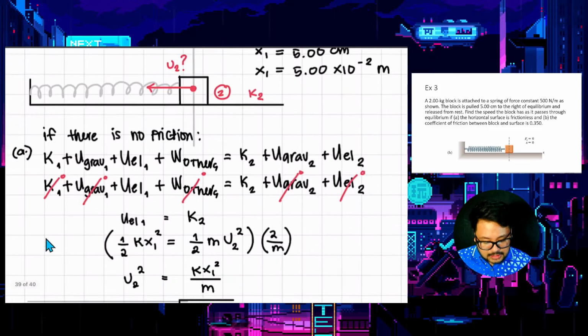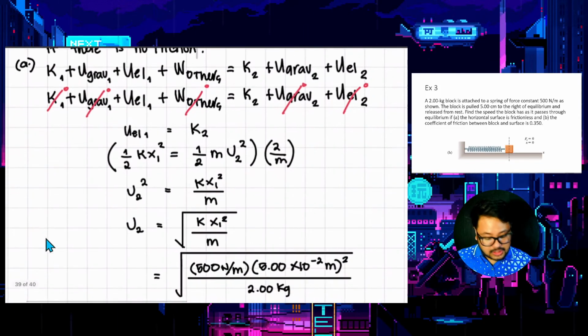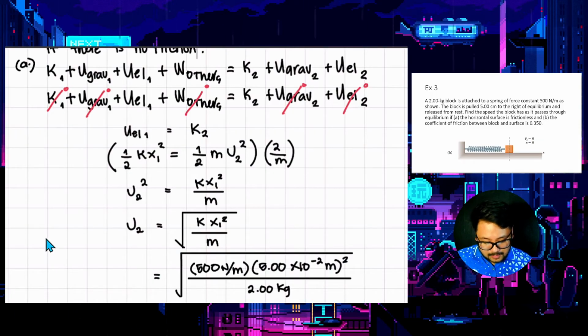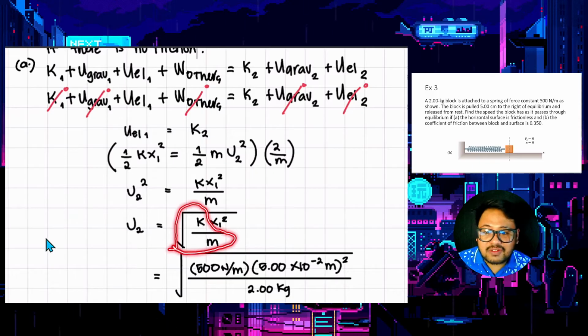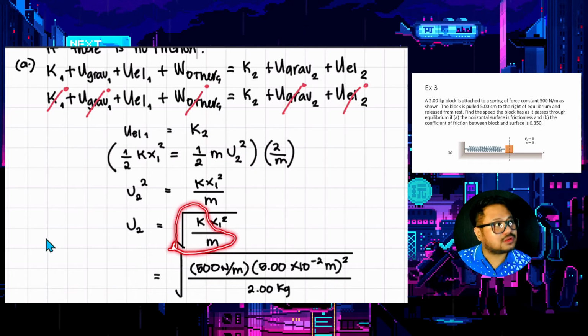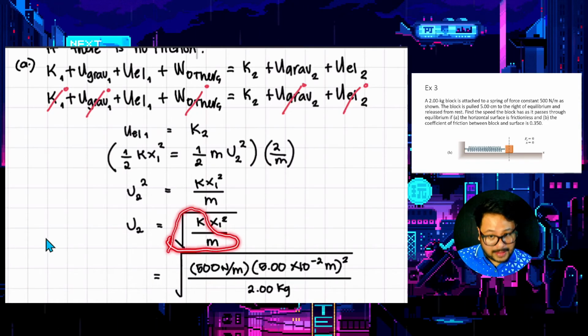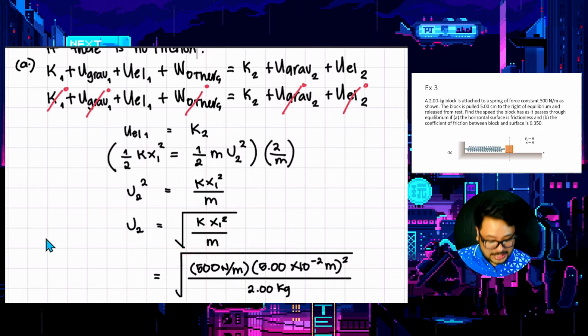So doing algebra, we now have v2 is just equal to the square root of k x1 squared over m. This particular formula, the square root of k over m, is very vital for us in terms of oscillation. This form will always go back and will be repeated again and again when we go to oscillations.